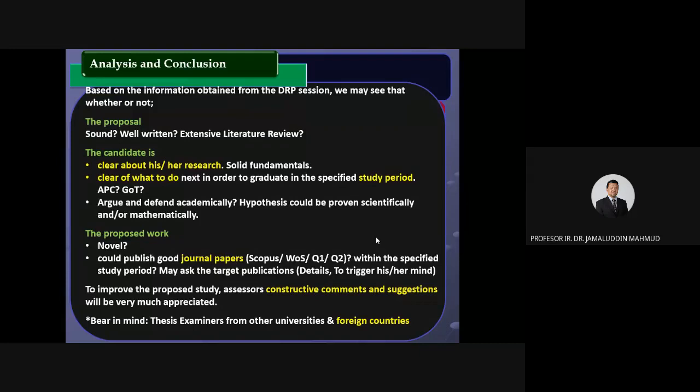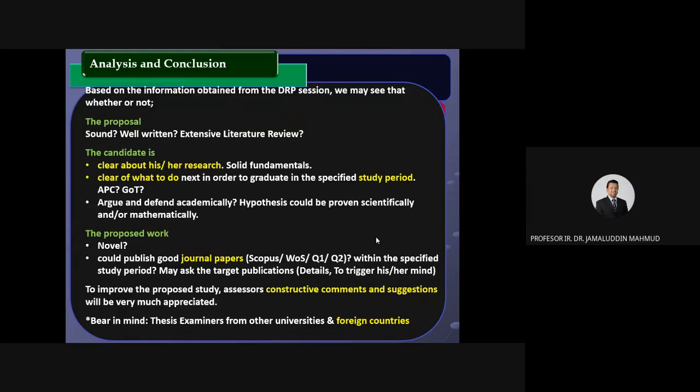To improve the proposed study, whatever constructive comments and suggestions we as assessors give will be very useful to the candidates as inspiration. Just now, Dr. Sheila said that with this we can ensure that the research work done or completed by our PhD graduates is impactful.